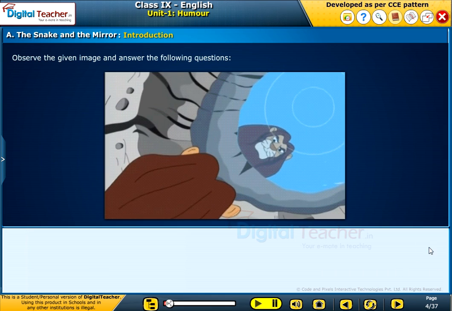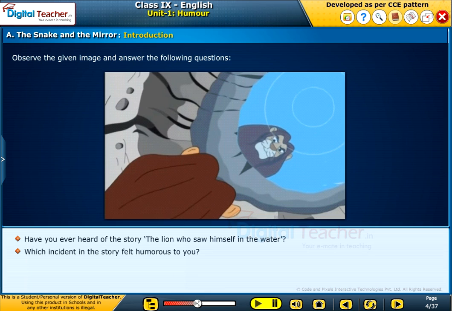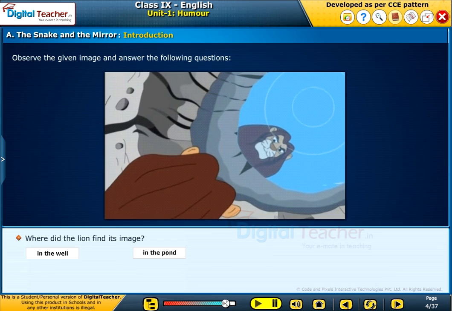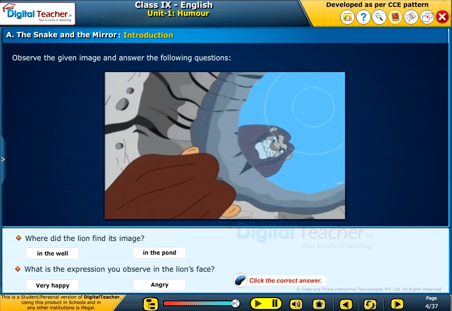Let us start the section with a few questions. Observe the given image and answer the following questions. Have you ever heard of the story, The Lion Who Saw Himself in the Water? Which incident in the story felt humorous to you? What would you do if you were the lion? Have you ever seen your image in the water? How do you feel when you see your image in the water? Where did the lion find its image? What is the expression you observe in the lion's face? Click the correct answers.